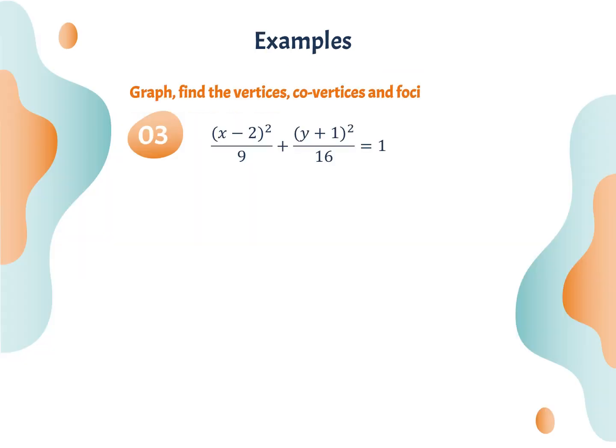So the first thing I'm going to do is make sure that my equation equals 1, which it does. The next thing I'm going to do is pull out my H and K. Remember, H is always with X, K is always with Y. So my center, backwards of what you think, is going to be the ordered pair positive 2, negative 1. So this is my center.